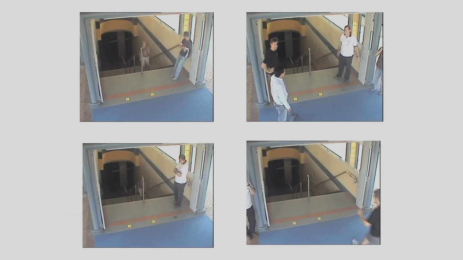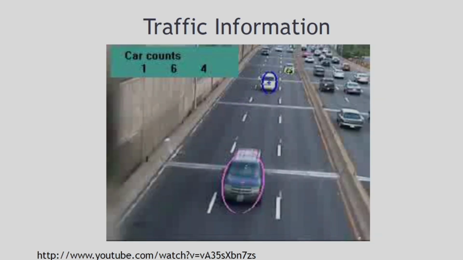Next, I have also shown some frames of a video sequence from the CCTV, and this is nothing but anomaly detection. And another application is the traffic information. So I can track cars, I can track vehicles, and accordingly I can get the traffic information. So this is also one important application.